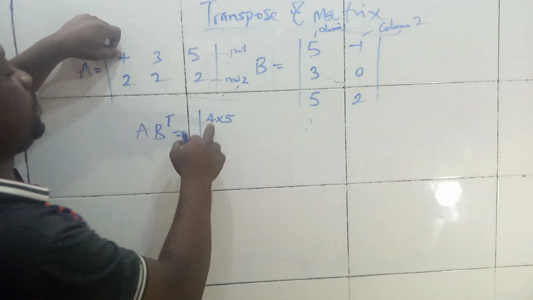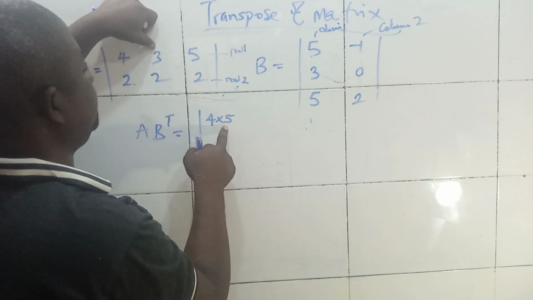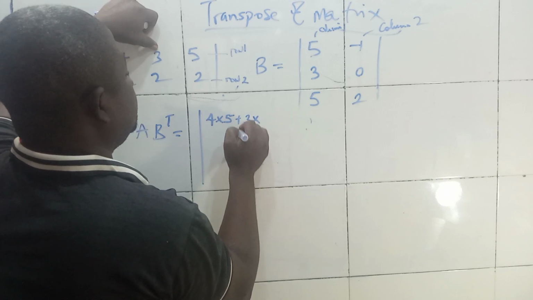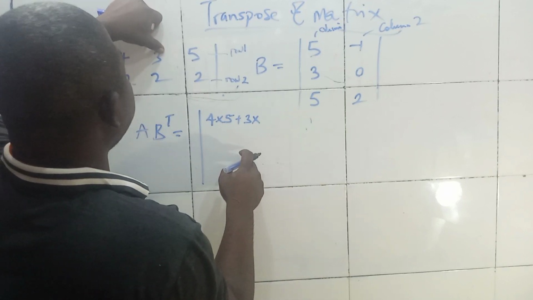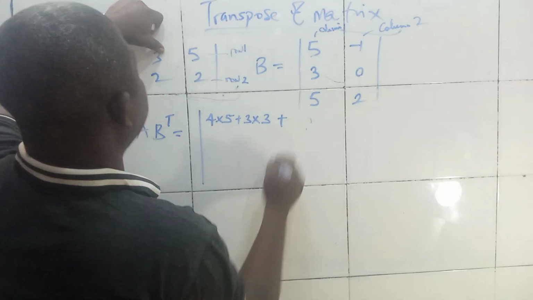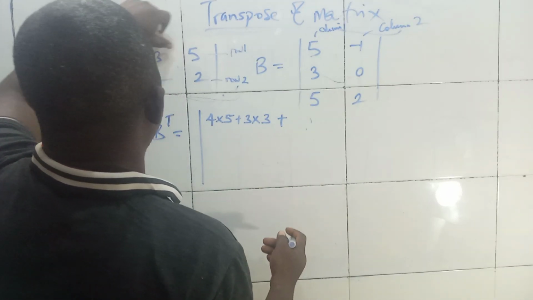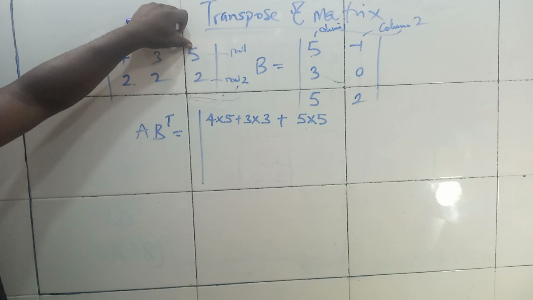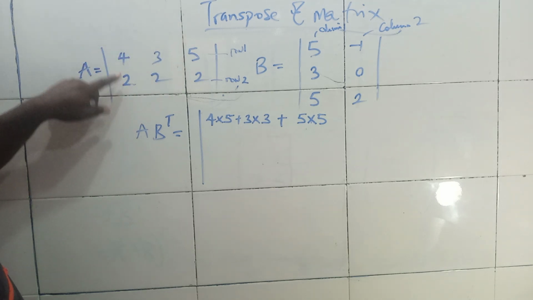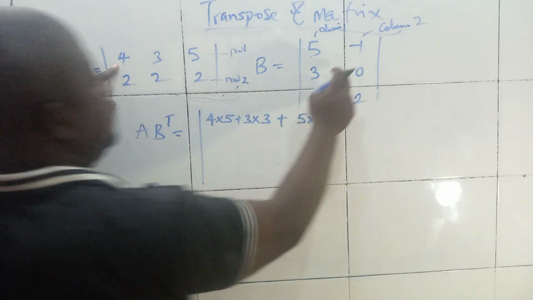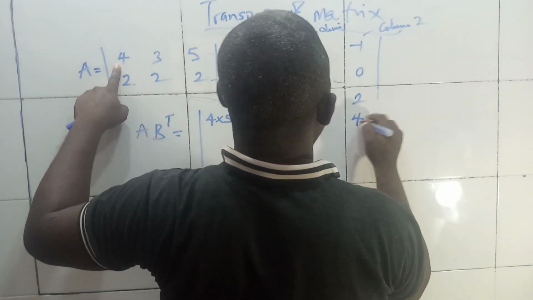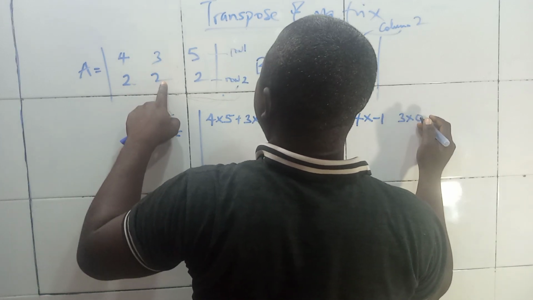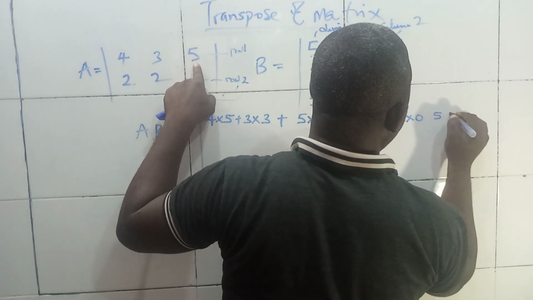I believe that is very clear. This is 4 times 5. Then I have 3 times 3 plus 5 times 5. So I've done the first one. So go to the second one, which is 4 times minus 1, 3 times 0, then 5 times 2.